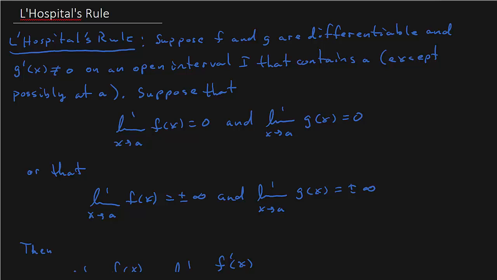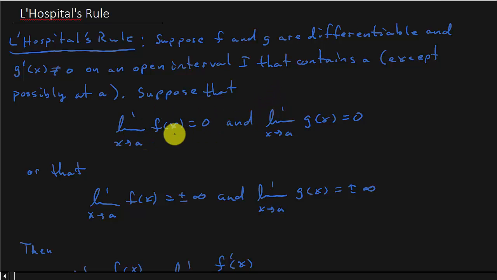Alright everybody, what's up? In this video we're going to look at L'Hopital's rule, and we've got a bunch of examples to work. L'Hopital's rule says, suppose f and g are differentiable and g prime of x does not equal 0 on an open interval I that contains a, except possibly at the number a.